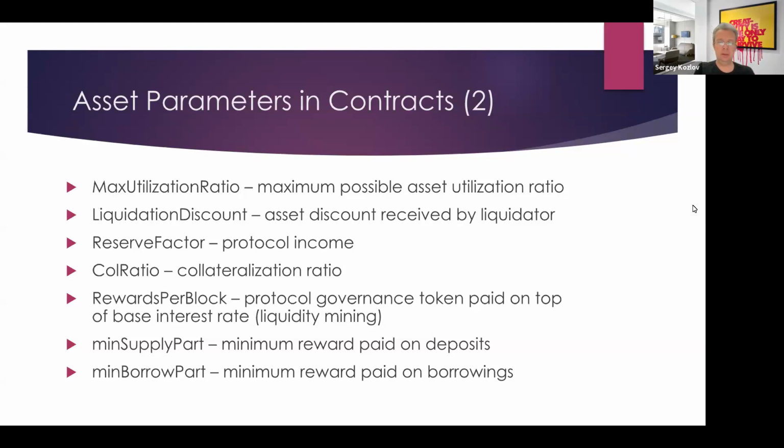And we have to understand that if we set up a collateralization ratio of 120, we cannot set up a liquidation discount higher than 20, because it won't work. Reserve factor, that's the protocol income. Collateralization ratio. Rewards per block, the protocol governance token paid on top of the base interest rate. That's what I was talking about. Additional liquidity mining token, minimum supply part and minimum borrow part. That's to define our adaptive asset rewards.